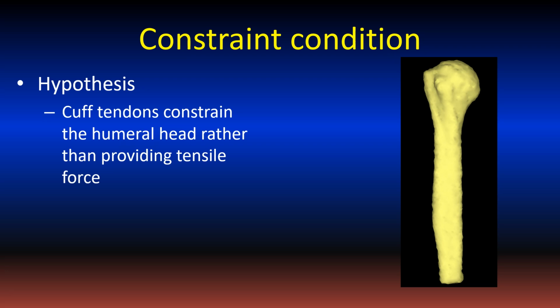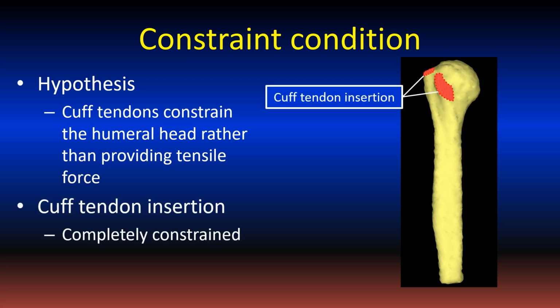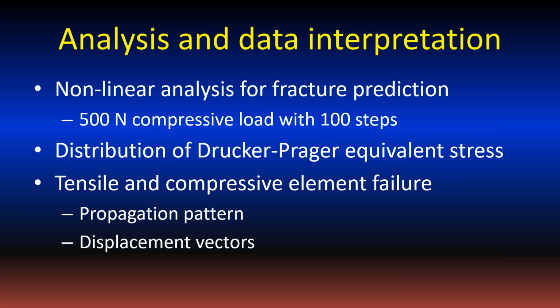In the present study, we hypothesized that cuff tendons may constrain the humeral head rather than providing the tensile force. Based on this hypothesis, the insertion sites of the four cuff tendons were completely constrained in the FE models. Nonlinear analysis for fracture prediction was performed. The compressive load of 500 Newton was applied with 100 steps. The distribution of Drucker-Prager equivalent stress was visualized. Then, both the tensile and compressive element failure was visualized, and its propagation pattern as well as displacement vectors were investigated.